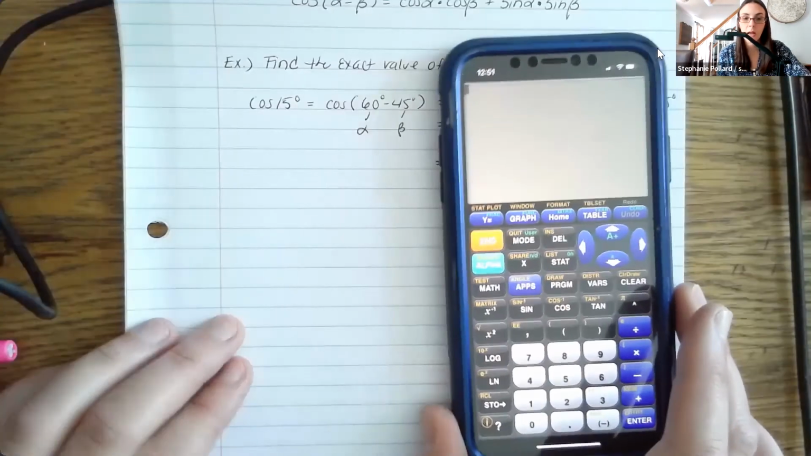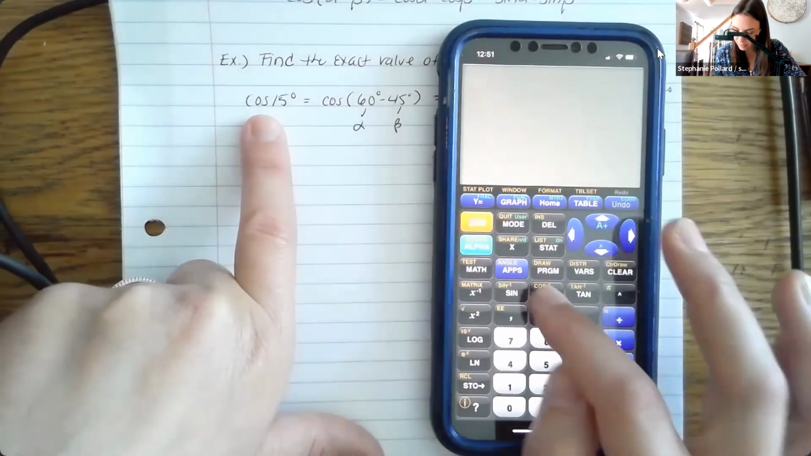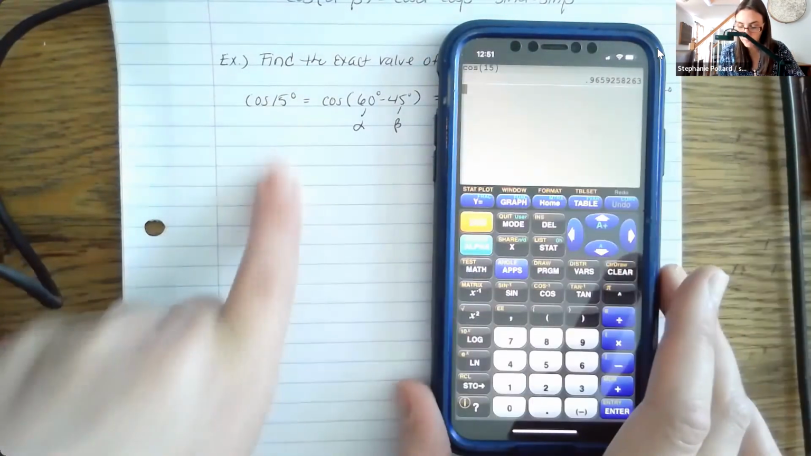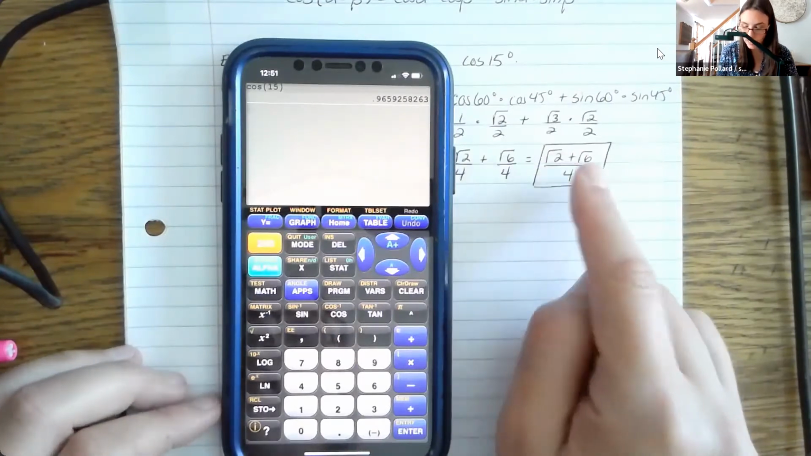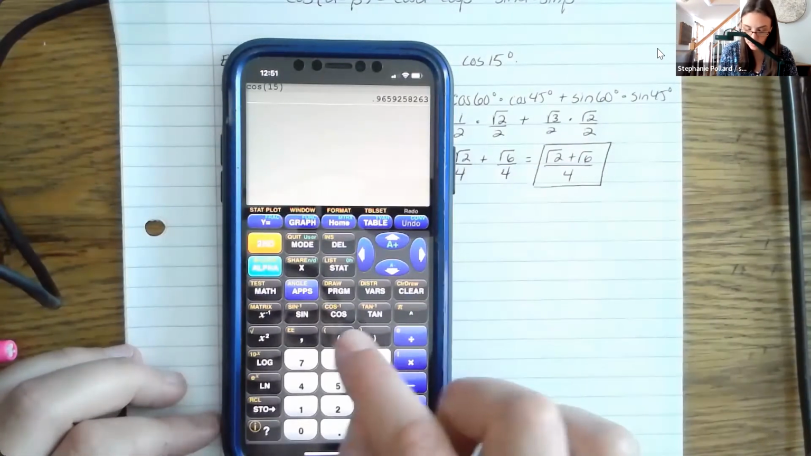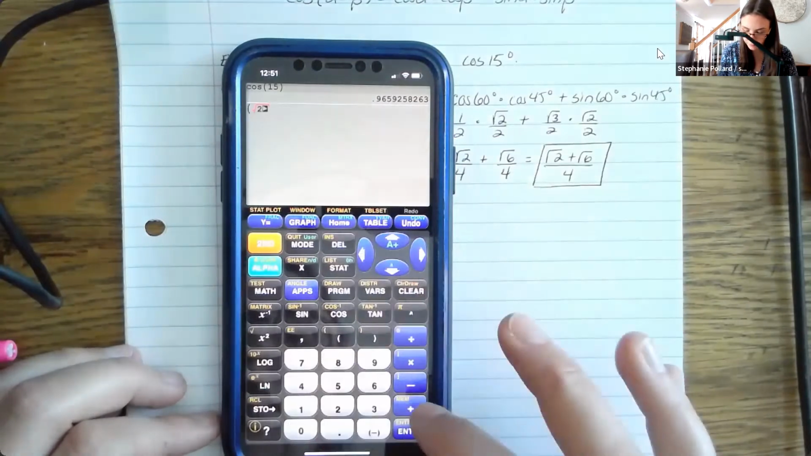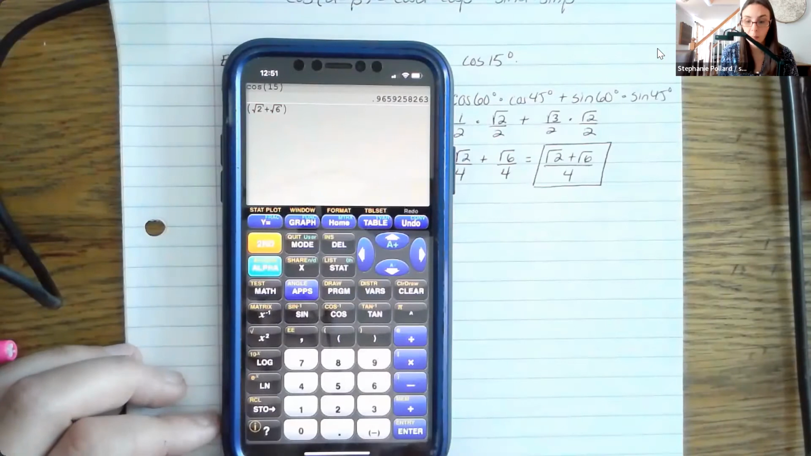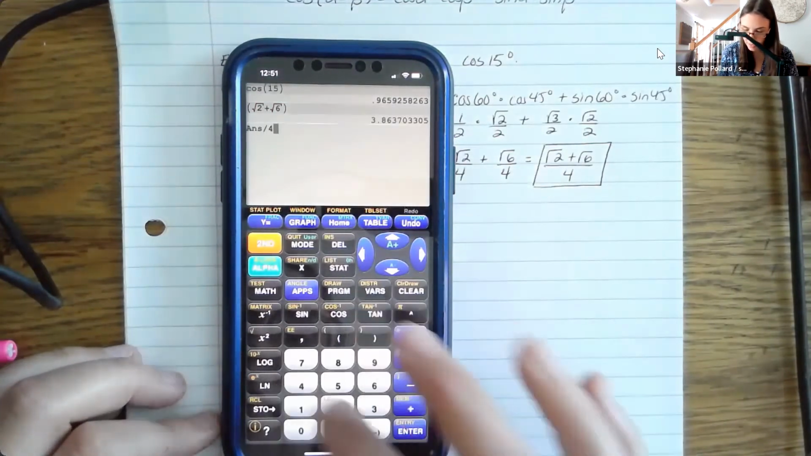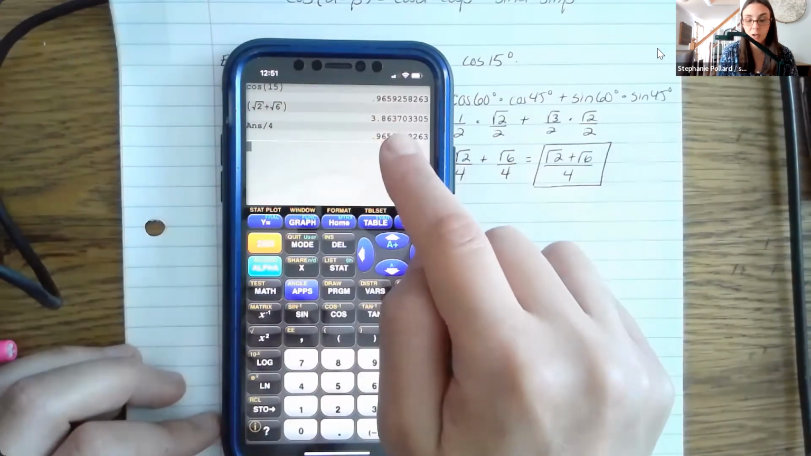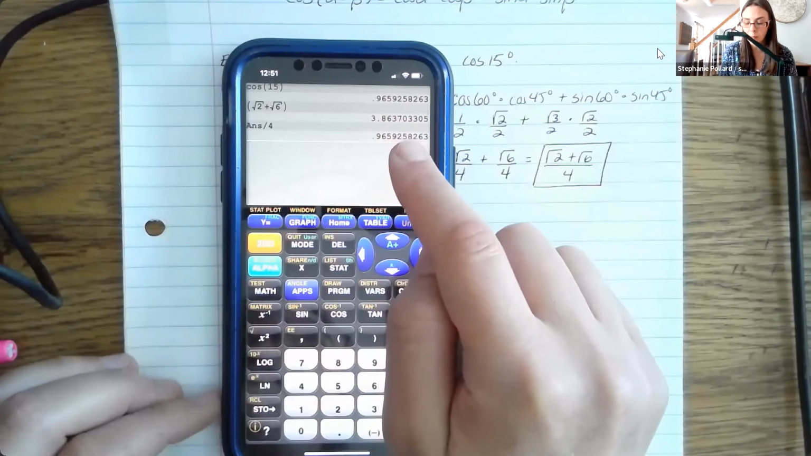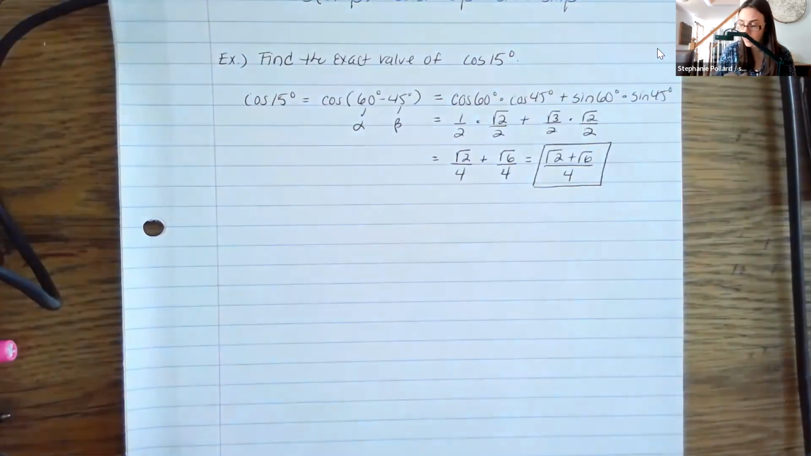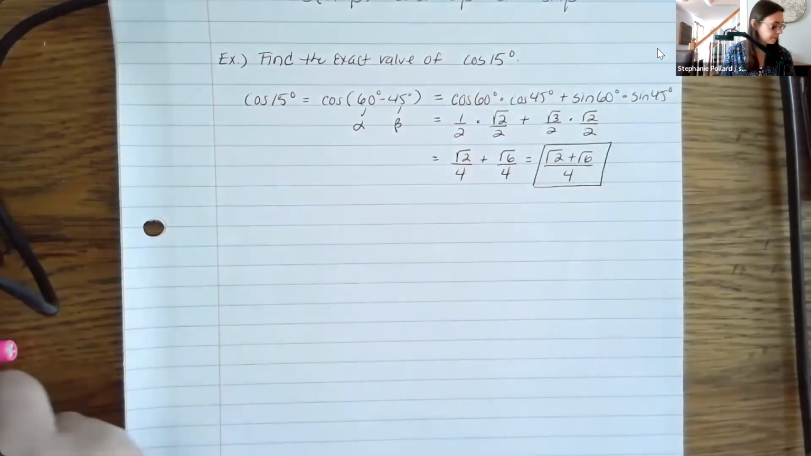There we go. So if I type in cosine of 15, I get this, obviously, which is not exact, right? That would be the decimal approximation. And then I can type in my final answer. Just be careful here. I'm going to put parentheses around the numerator, square root of 2 plus square root of 6, and then I'm going to divide that by 4, and you can see I get the same decimal approximation. So it is the same answer, but that's a good way to check if you're not sure you did the algebra right, to go ahead and use your calculator at the end to verify.